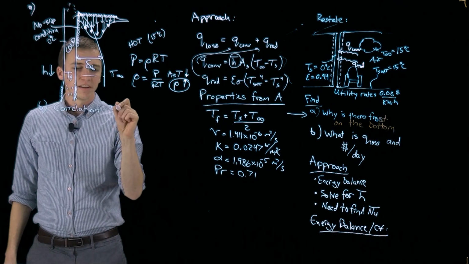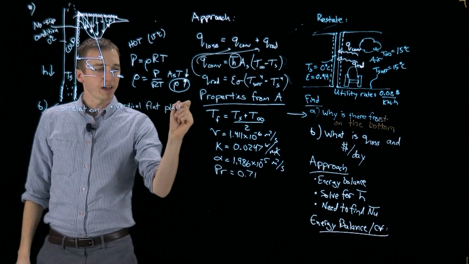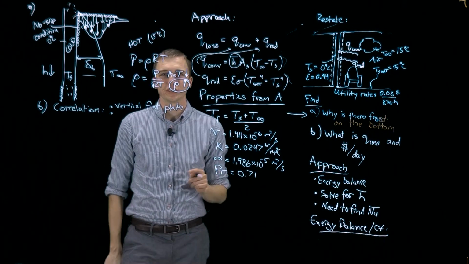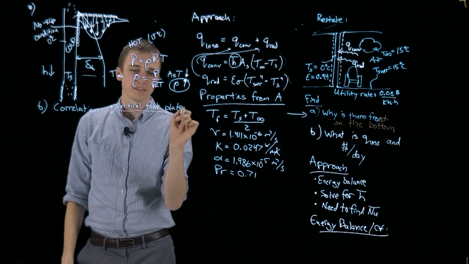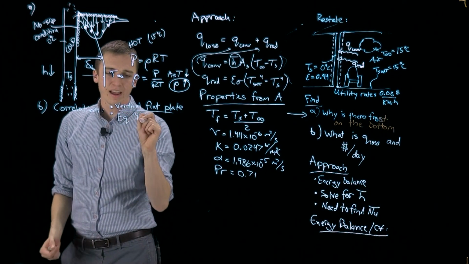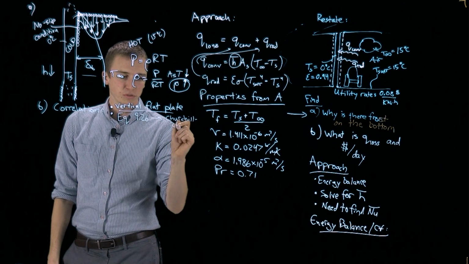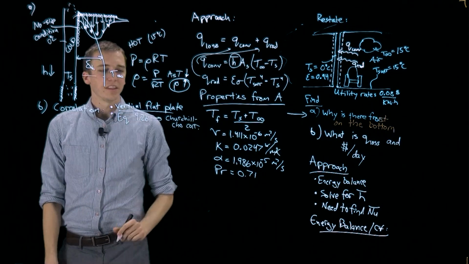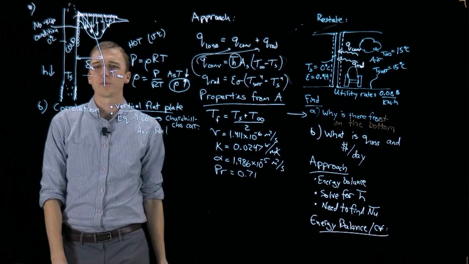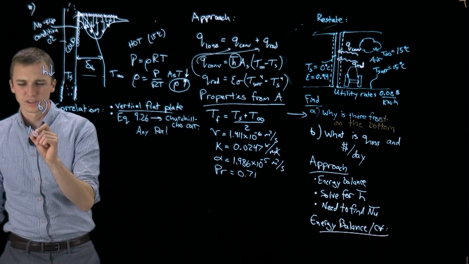Well, we have a vertical flat plate, and we don't know yet if it's laminar or turbulent. But we actually aren't going to have to know for this correlation, turns out, because all we need to know is vertical flat plate. We go to our book and we find equation 9.26, the Churchill-Chu correlation. This one works for any Rayleigh number. That's pretty cool, right? So for any Rayleigh number, we can use the Churchill and Chu correlation.